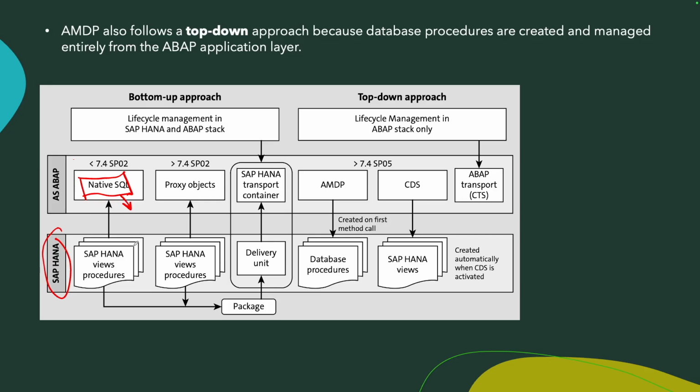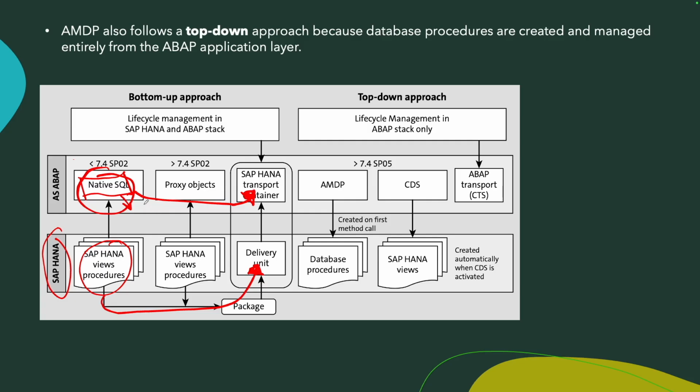If you want to move this view to production or a test system, you need to go through a delivery unit. And where you have written this native SQL, if you need to move it to that system, you need to use a transport container, the SAP HANA transport container. So this is the problem with the bottom-up approach.